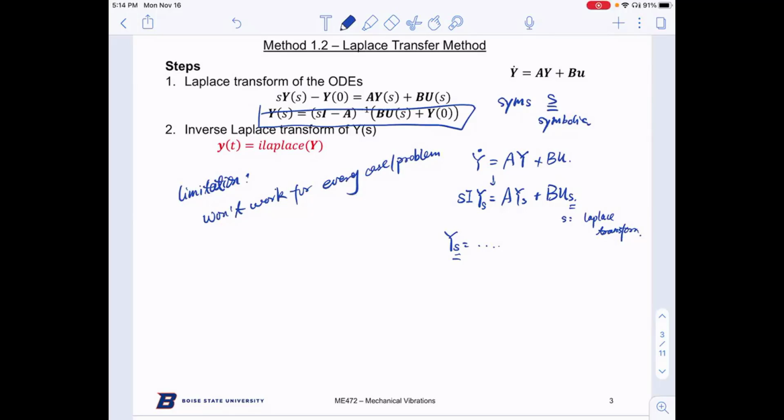So I would say you can give this method a shot at the beginning of each problem. But if that doesn't return an analytical solution in time domain, just don't force it, because that's the limitation of this method. You won't be able to find a solution.